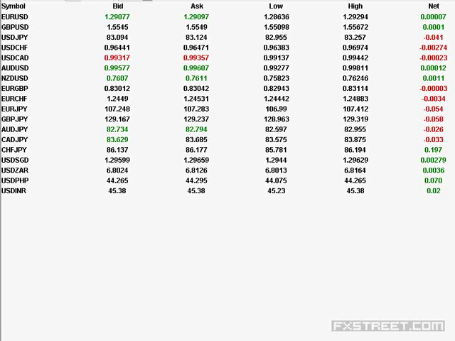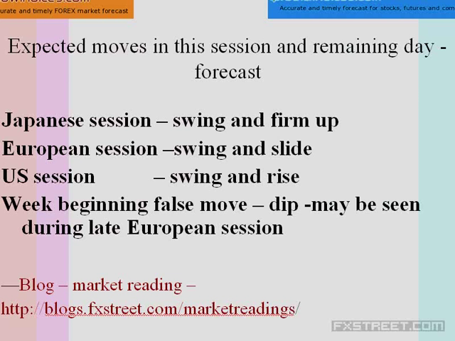So let me focus the camera over the PowerPoint presentation. The expected market moves for today: Japanese session swing and firm up, nominal firming up or a brief upward stop could be seen. European session, a brief upward move and then a slide towards the close of the European session could be seen. And then from the early US session, they are expected to swing and rise towards the close. Once the volume improves, the week beginning false move.